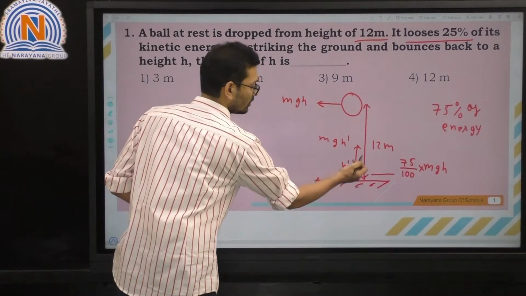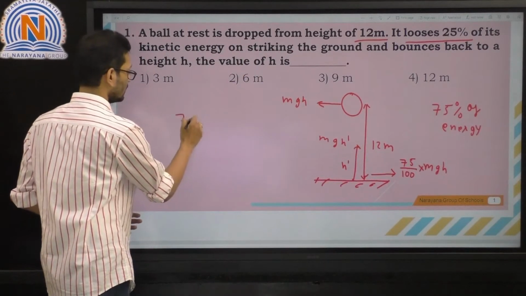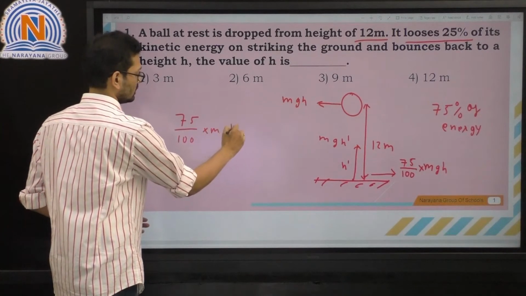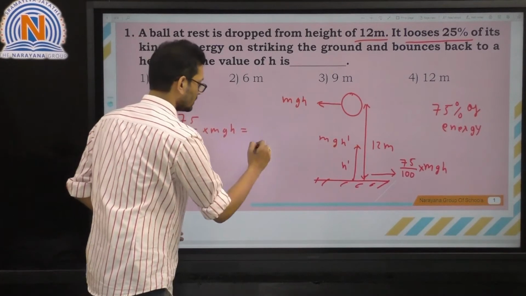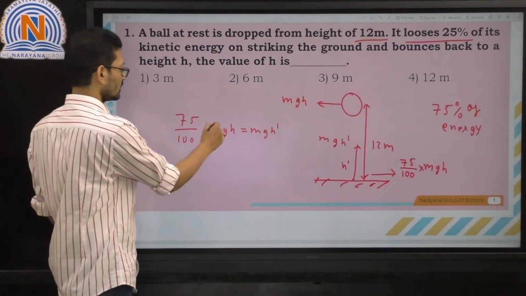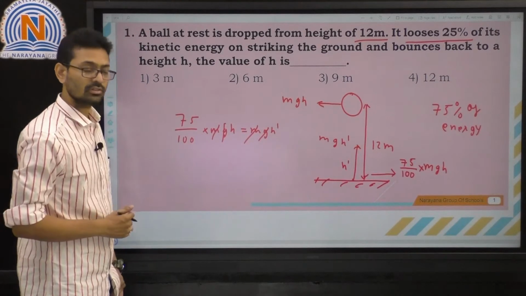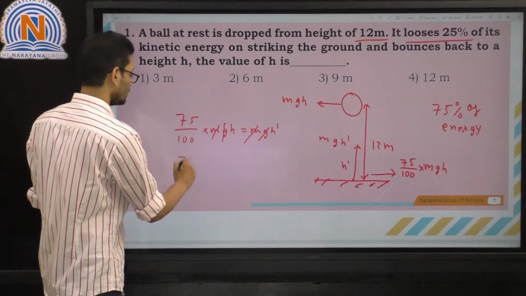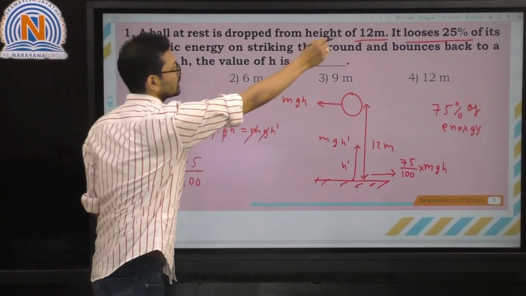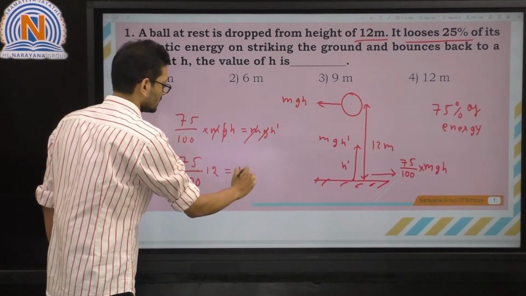Now the energy here will be equal to the energy there. So 75 by 100 into mgh is equal to mgh dash. If you try to solve this, the m and g get cancelled, and you are left with 75 by 100 into h. How much is the h given here? The total h is given as 12, so 75 by 100 into 12 is equal to h dash.